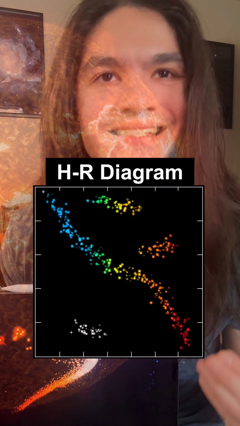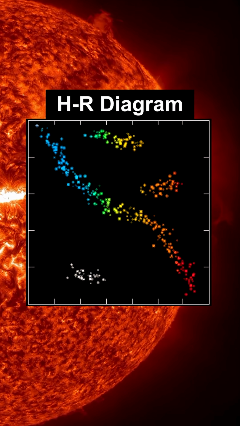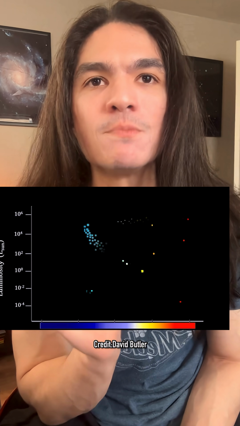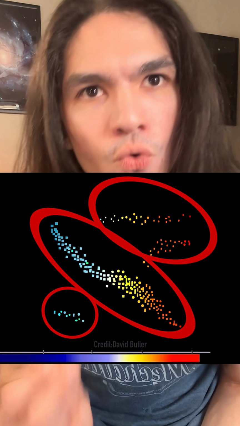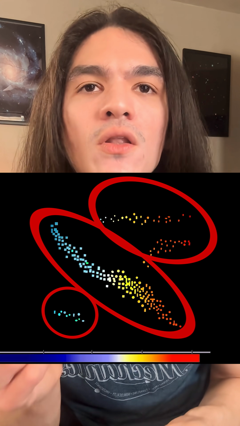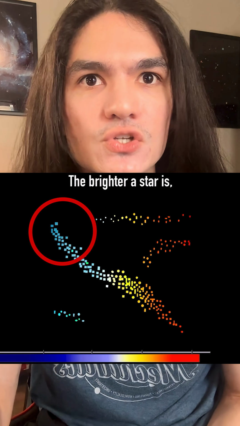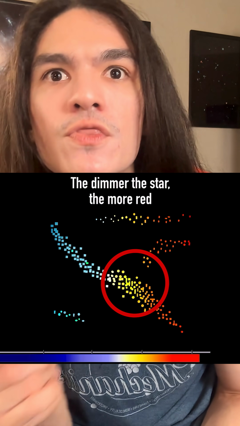At a glance, this thing tells you everything you need to know about any star in the universe. In what way? Well, what you might have noticed is that stars don't just have any random combination of luminosity and color, but rather, when organized based on those two properties, they fall into very distinct groups. The vast majority of them fall on this roughly diagonal line, telling us that, in general, the brighter a star is, the bluer it is, and the opposite. The dimmer the star, the more red.